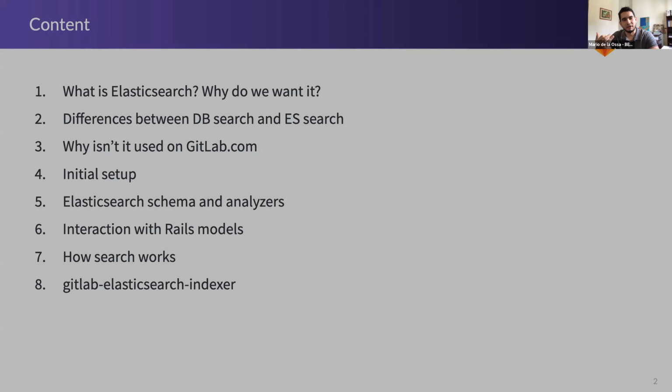We're going to talk about the schema and the analyzers that we use, how we interact with Rails models, how the searching actually works, and finally, we're going to talk about GitLab Elasticsearch Indexer, which is a new indexer based on Go that we're using. That will be replacing the Rails-based indexer soon.